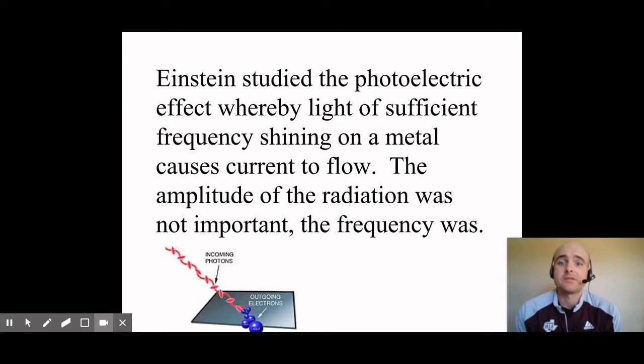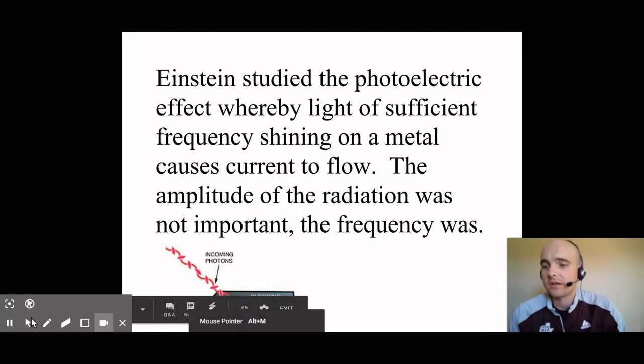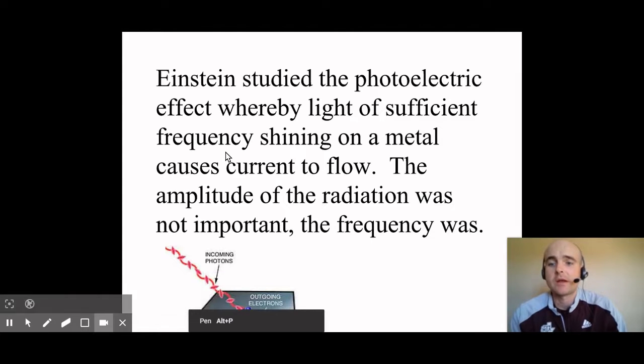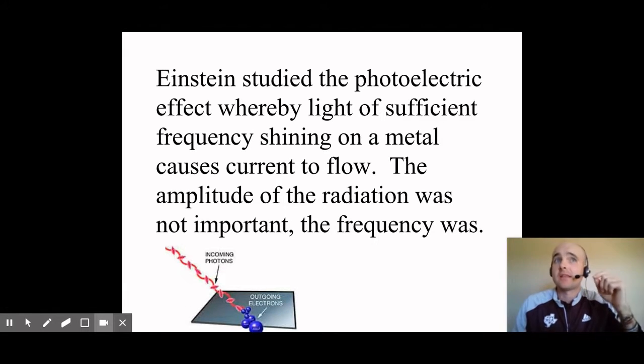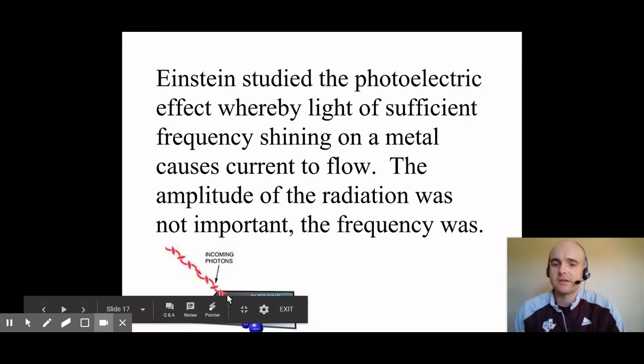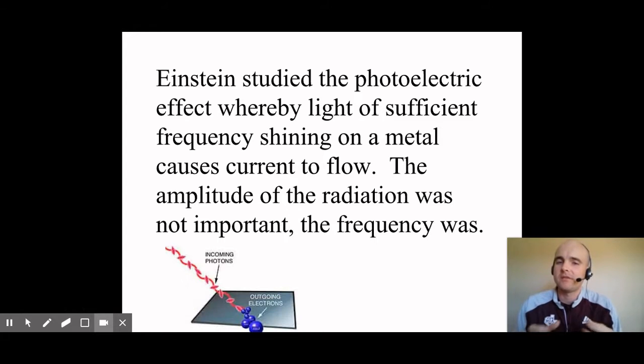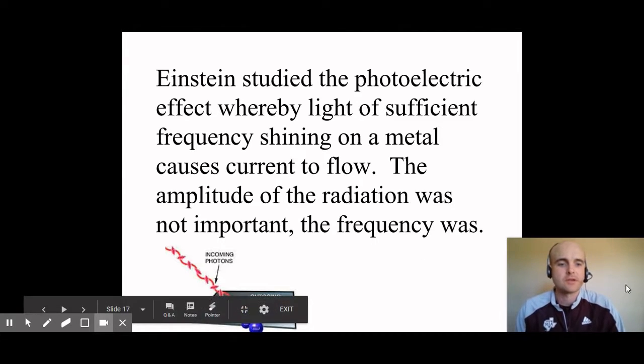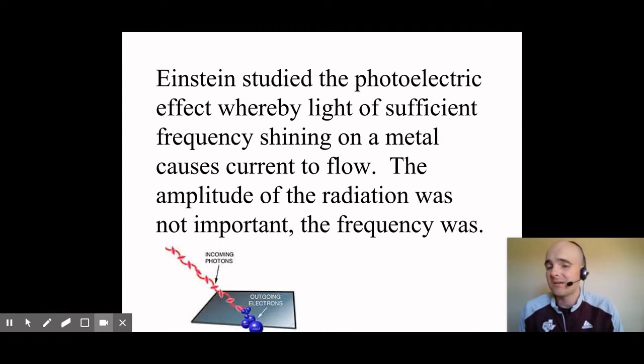Einstein studied the photoelectric effect whereby light with sufficient frequency shining on a metal causes current flow. He took a piece of metal and would shine light on it. That light is photons, just like these photons here. And the metal would actually show some kind of current, even though it was a very small current. The amplitude of the radiation was not important, but the frequency was. So the frequency of the light was what really mattered.